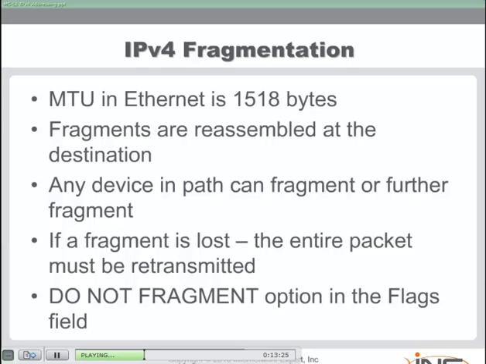And how fragmentation works in this world is that there is a maximum transmission unit, of course, for particular media. For Ethernet, one of the main technologies we cover in this course, the maximum transmission unit is 1,518 bytes. So you can have any device detect this maximum transmission unit, and any device in the path can be the device that fragments or even further fragments a packet so that it can be successfully sent on the media given the media's maximum transmission unit. Fragments are going to be reassembled at the destination host.